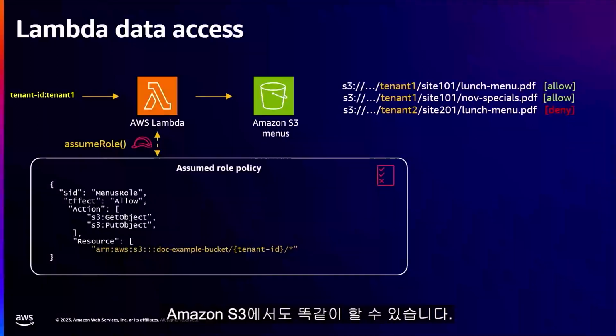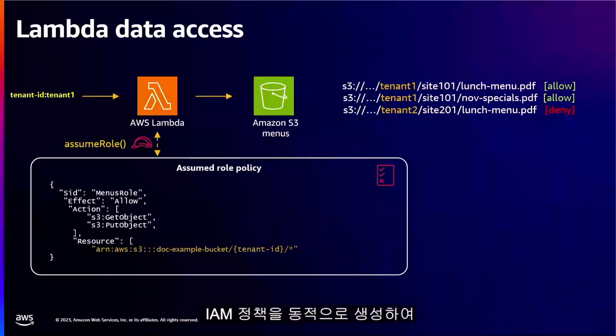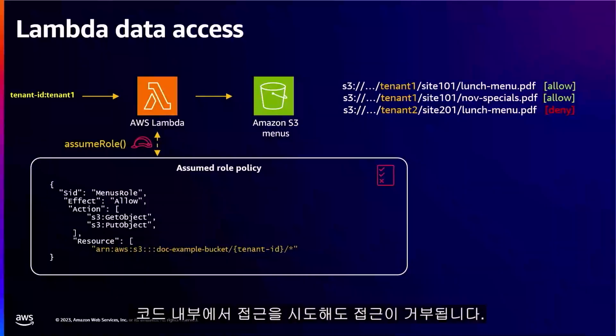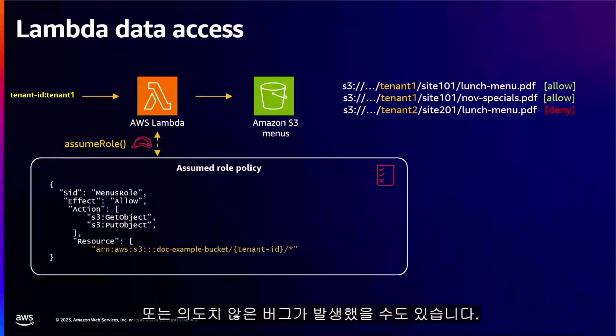We can do the same for Amazon S3. This time we're assuming temporary credentials by dynamically generating the IAM policy and scoping access down to a particular prefix. Now, if we try to access tenant 2's menus, we would get access denied, even if we tried to inside the code or there was some unintentional bug.